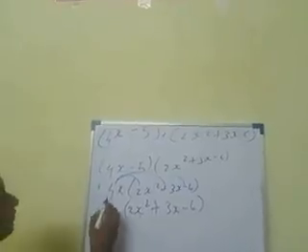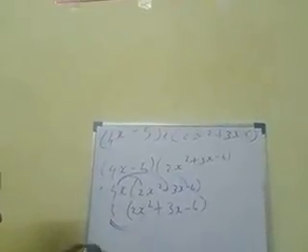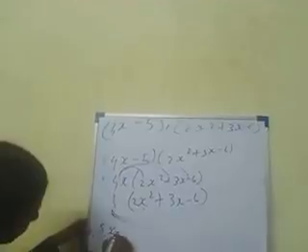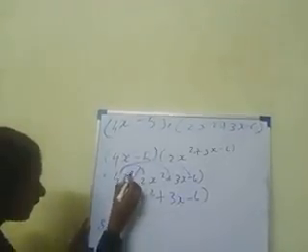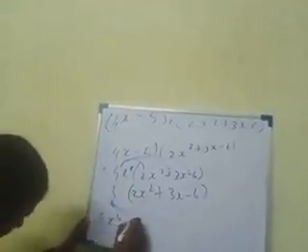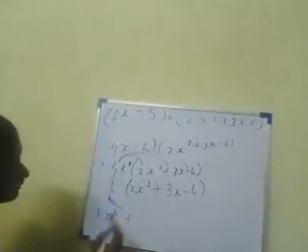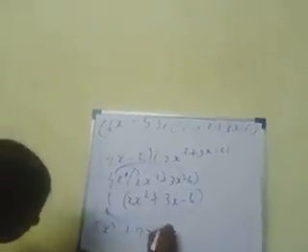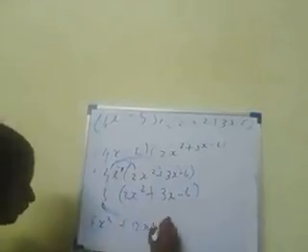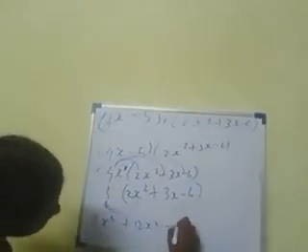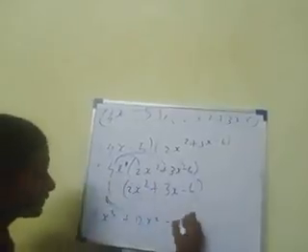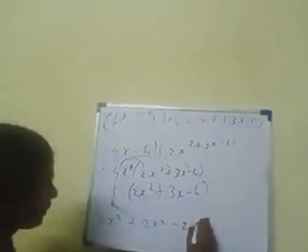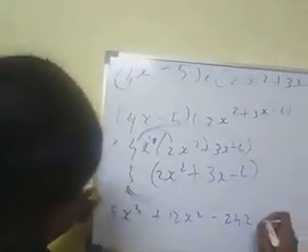4 times 2 is 8x. When we add the degrees, we have 1 here and we have 2, so we get 3 here. Then plus 4 times 3 is 12x, and we get 2, since 1 plus 1 is 2. Next is minus 4 times 6, which is 24x. That is by 1 only, so we just leave it like that.